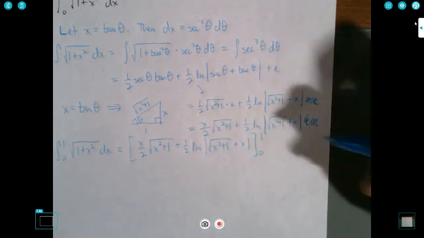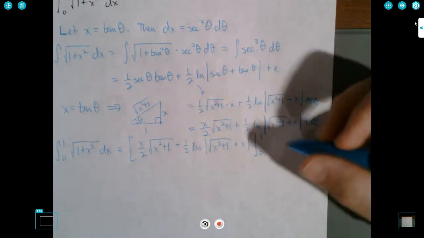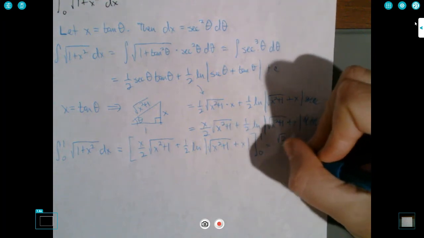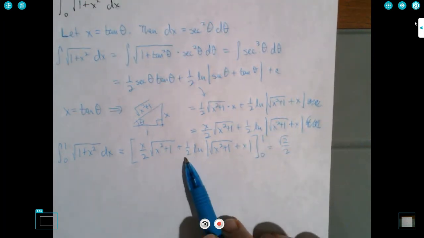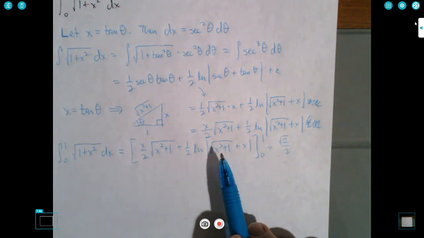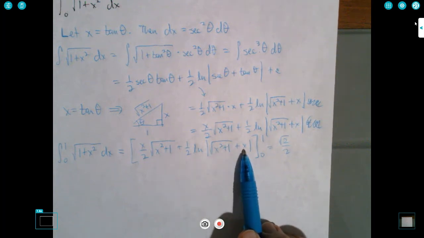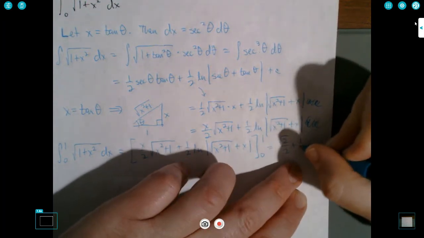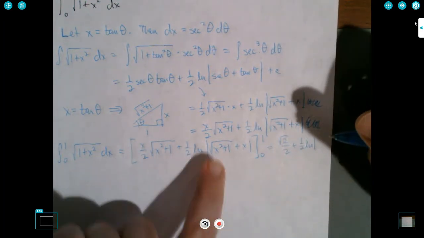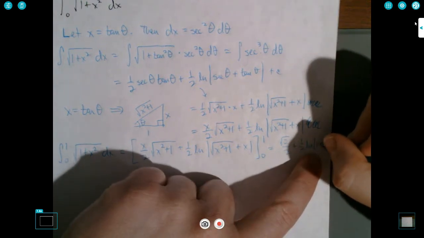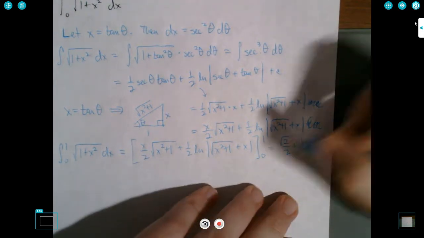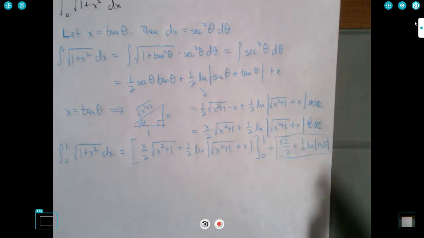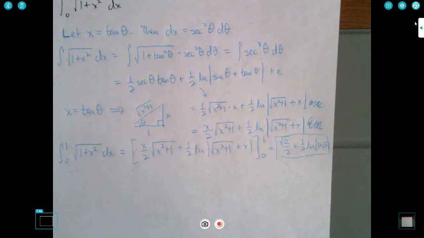When you plug in 1, you just get root 2 over 2, plus 1/2 times ln of root 2 plus 1. I don't know why I switched the order. But anyway, you get something along those lines. So that's kind of nasty. But anyway, that's that.